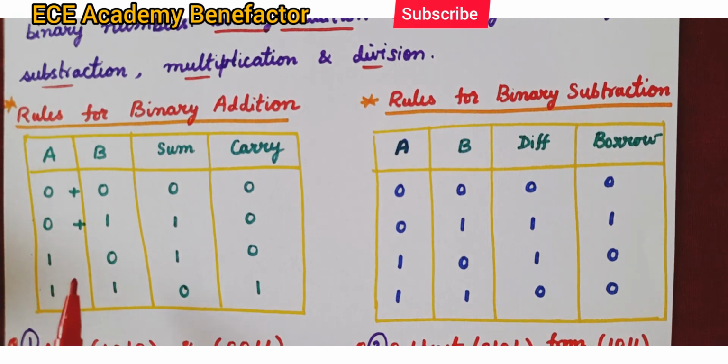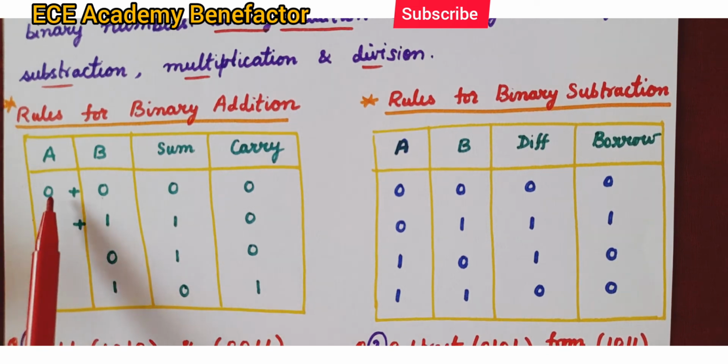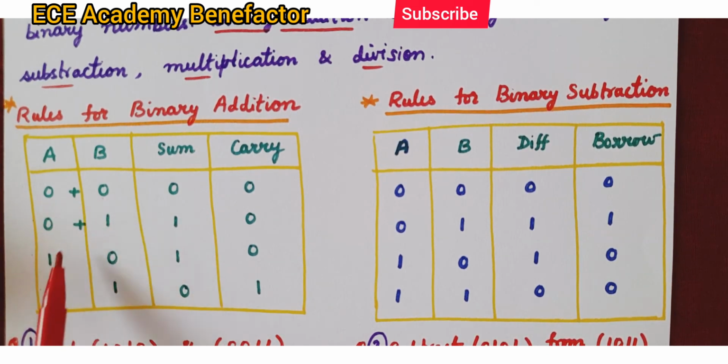How to write these combinations? 0, 1, 2, 3. What is 0? 0, 0. 1 is 0, 1. 2 is 1, 0 and 3 is 1, 1. So, we have taken the input columns 0, 0, 0, 1, 1, 0, 1, 1. So, let us do the addition.